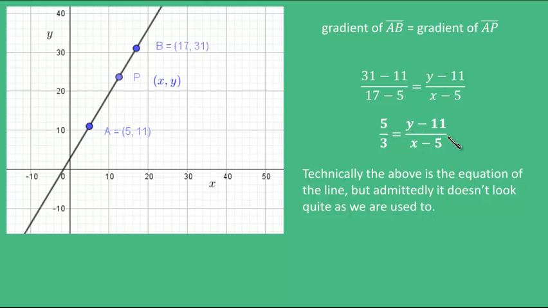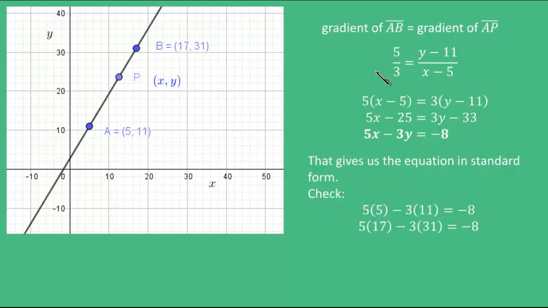But let's transform it so it looks somewhat more familiar. So here we have the equation we just got. If we multiply both sides by x minus 5 and 3, we end up with this equation. Sometimes students learn this as cross multiplying, and that's quite okay, I guess. Then we simply expand both sides, 5x, 5 times 5, and so on. It should be easy for you to see how we get 5x minus 3y equals minus 8. And so this is the equation of the line in standard form.